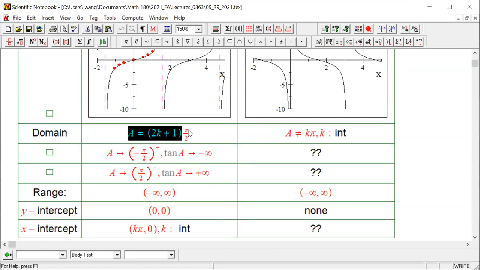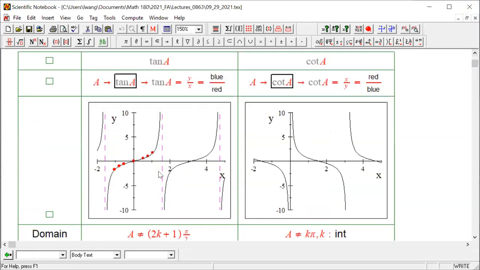So you see the domain we have here. The range now is clear because it's from negative infinity to positive infinity, right? Y-intercept, X-intercept. So the Y- and X-intercepts are such. For tangent, we have 2 minutes left. Why is the X-intercept as such?